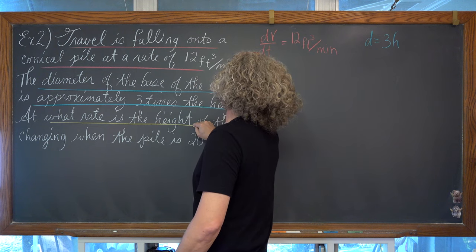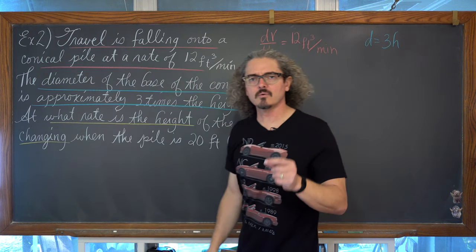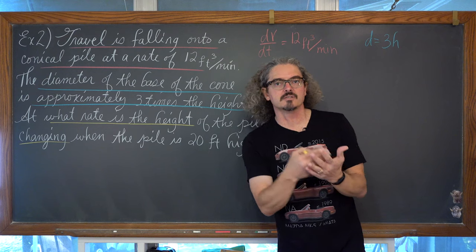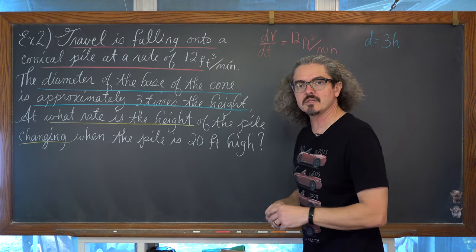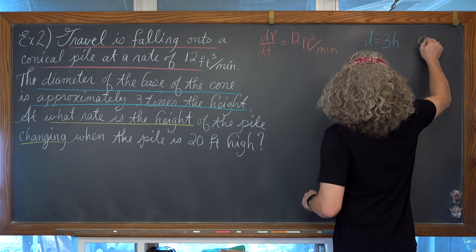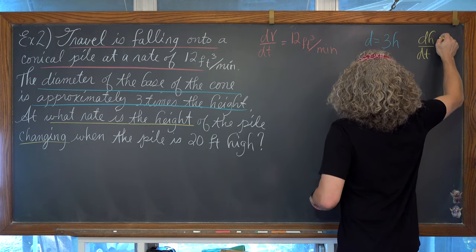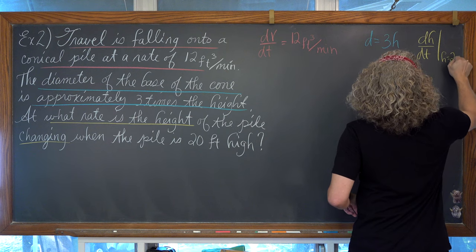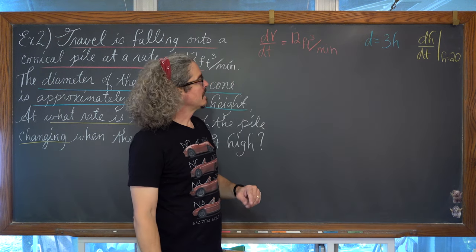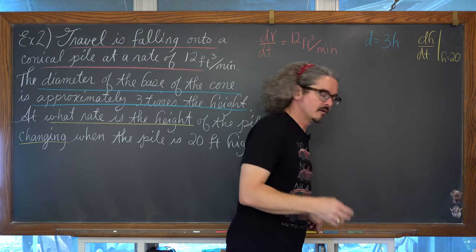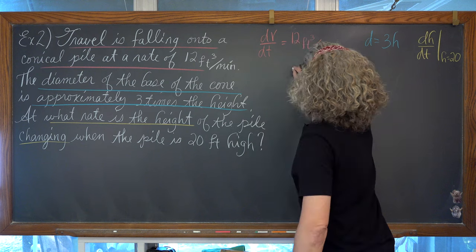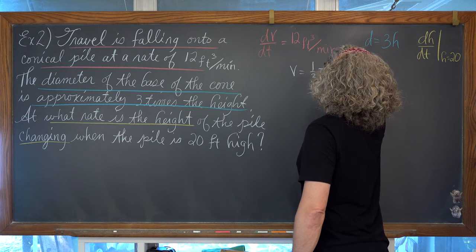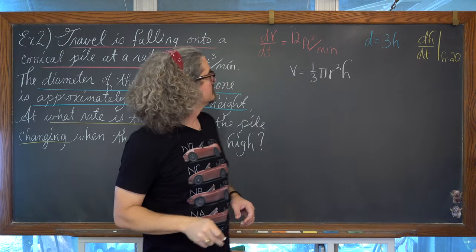At what rate is the height changing? So again, rate of change is slope. In calculus, we've learned how to find functions that tell us the slope of another function at some moment in time. So we're being asked to find what dh/dt is when the pile is 20 feet, so when h is equal to 20. Okay, volume of a cone. The volume of a cone is equal to 1/3 pi r squared times the height.